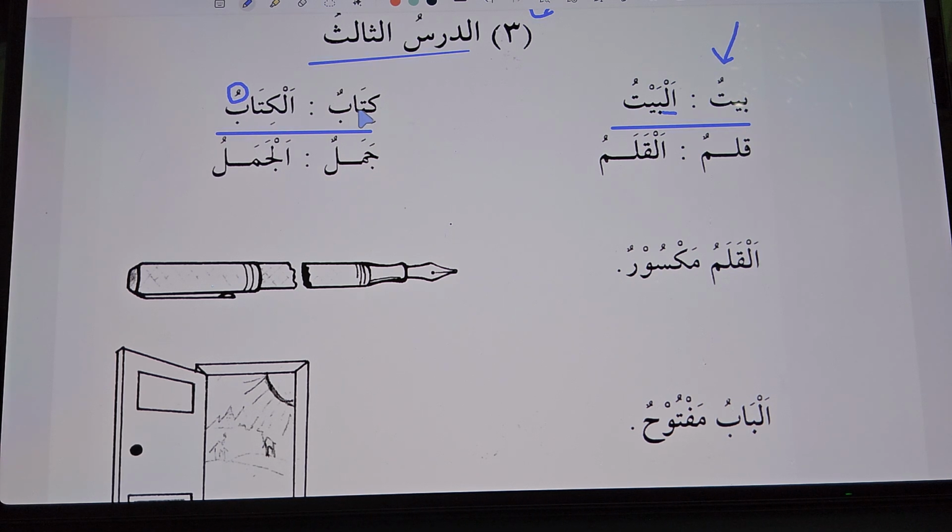So when we don't have the harakat, the vowels, we should be able to read it like kitabun, al-kitabu, baytun, al-baytu. Okay, Akhana Sabir, read this. Qalamun. Al-qalamu. Akhana Yasin. Jamalun. Al-jamalu. Akhana Sabir, sorry, I didn't ask for the translation. What does this mean? A pen. The pen.